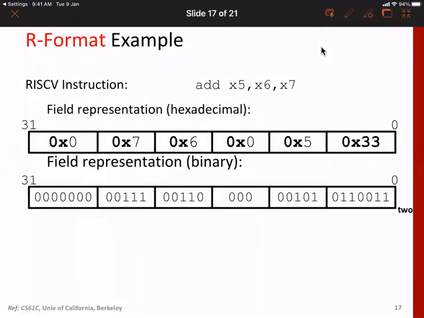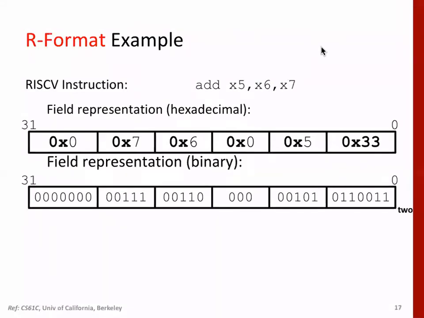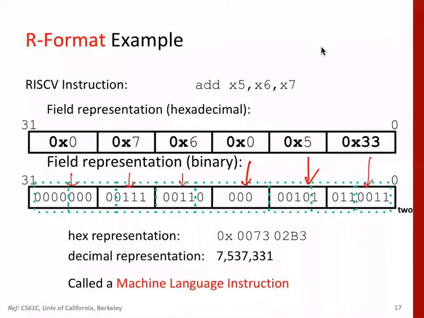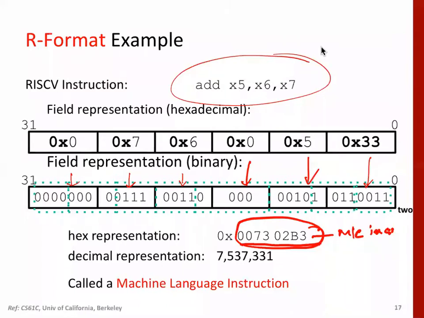So now we can code this. This is 33, this is 5, this is 0, this is 6, this is 7, and this is 0. If you want to represent this as hex, you can see the hex value is 0073 02B3. So this is the machine instruction corresponding to this one. All right, any question?